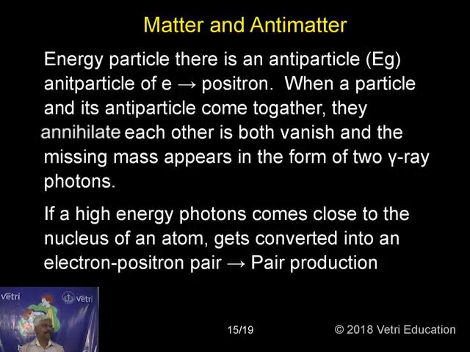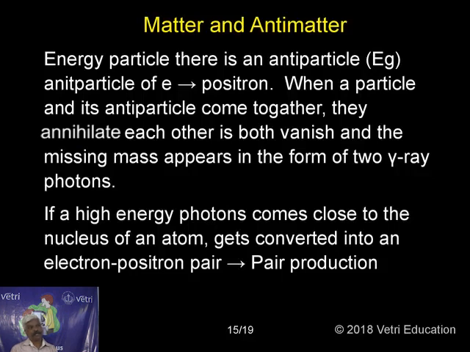So why is there matter, antimatter will be there. That was actually an energy particle. The antiparticle of the electron is the positron. When a particle and its antiparticle come together, they annihilate each other. Both the electron-positron pair vanish, and the missing mass appears in the form of 2 gamma ray photons. That is a photon. So that is annihilation.